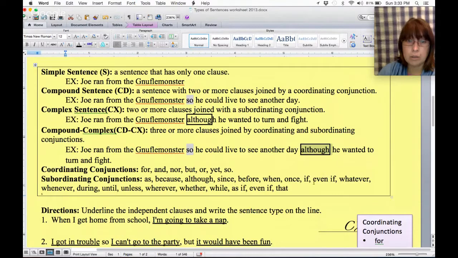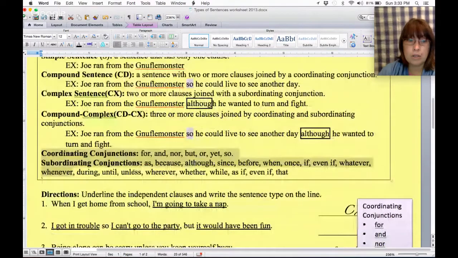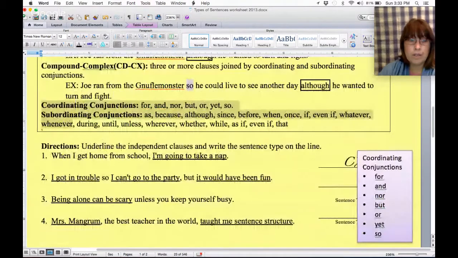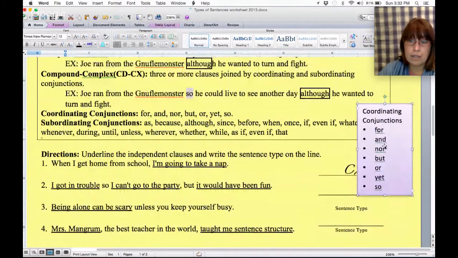Coordinating conjunction word. Okay, so what you want to do, when I've done this in the past with my students, I've really had them take a look at this list of words here, these coordinating conjunctions and subordinating conjunctions. Because your first project here is that you're going to underline the independent clauses and write the sentence type on the line. Before we do that, though, I want to give you a little different idea on those coordinating conjunctions.